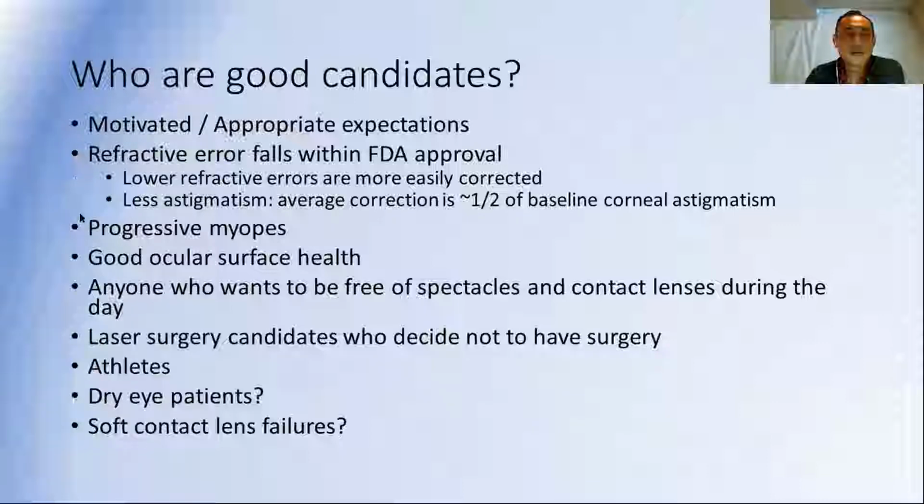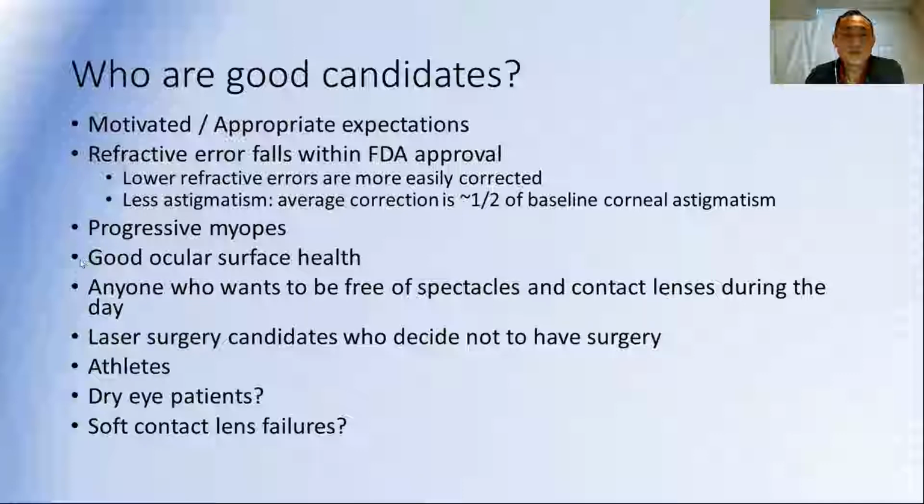Make sure the refractive error is within what the lens can do. Progressive myopes are really good candidates because they're used to having their vision blurry and getting worse and worse all the time. Chances are you'll make things better for them, both in terms of their day-to-day vision and also in terms of their progression over time.